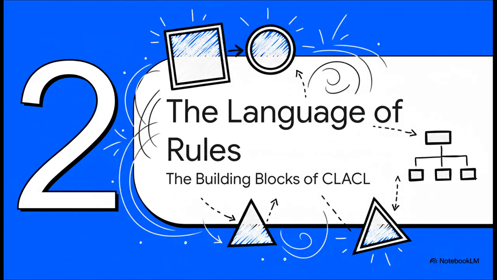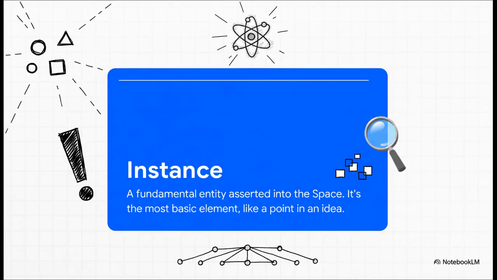Okay, so how do we actually write these rules? Well, the beauty of it is that the entire language is built on just three simple fundamental building blocks. First up, we have the instance, and you write it with an exclamation mark. Think of this as the absolute atom of our logical universe. When you type !A, all you're doing is stating that a concept named A now exists. That's it. It has no position, no size, it just is. It's the most basic thing you can possibly say.